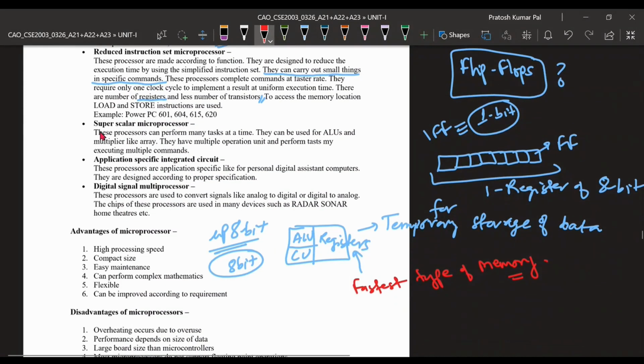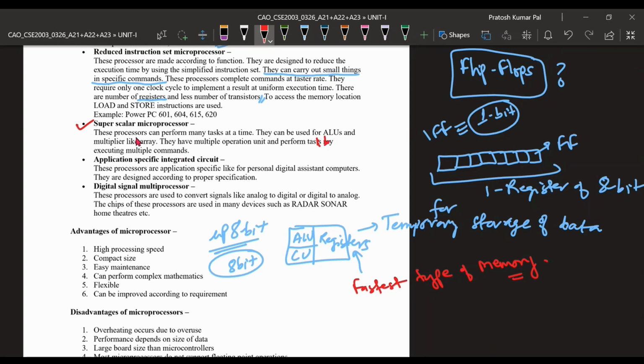The next one is superscalar microprocessors. These microprocessors can perform many tasks at a time. Superscalar processors are, you can say, application specific. They can be used for ALUs and multiplier arrays, and they have multiple operation units and perform tasks by executing multiple commands.